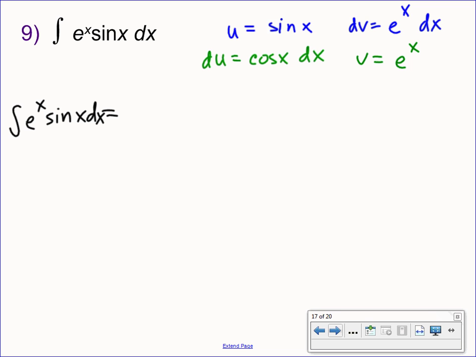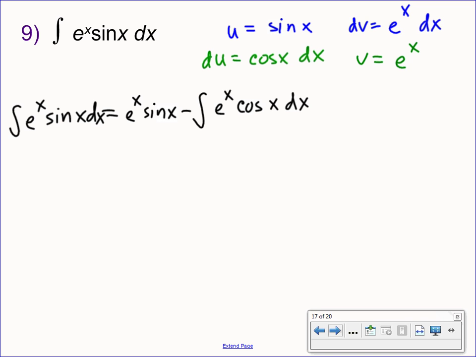So I've got the integral of e to the x sine of x dx is given by u times v, e to the x sine of x, minus the integral of v du, and v was e to the x, du is cosine of x dx. I completed my substitution. Did it result in a simpler integral? Not really. It didn't really.